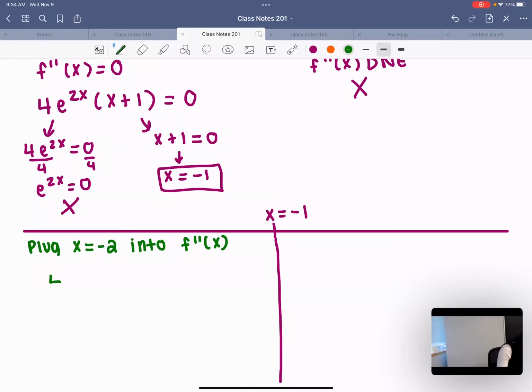So we have 4 times e to the 2 times -2, which is -4, times -2 plus 1, which is -1. Now you can find the number, but is this going to be negative or positive? Negative, right? We have a bunch of positive numbers times a negative number. This is going to be negative. So are we concave up or concave down here?